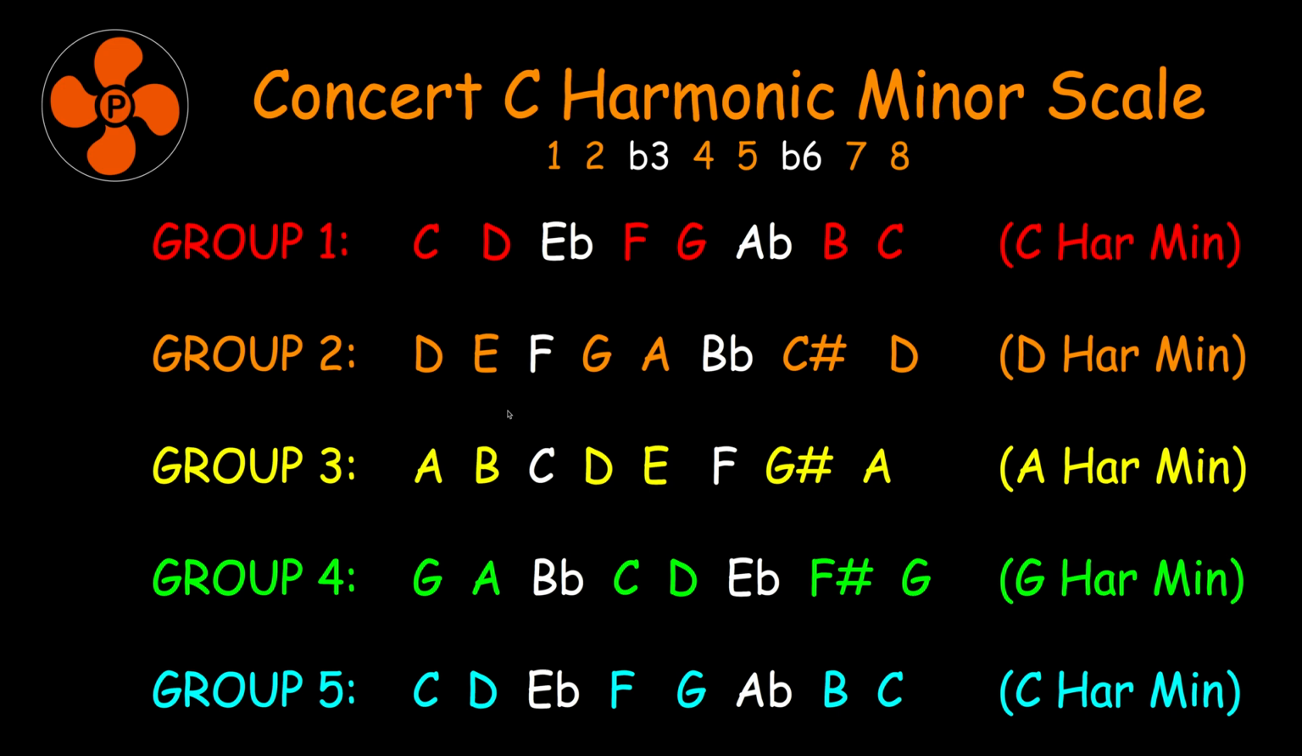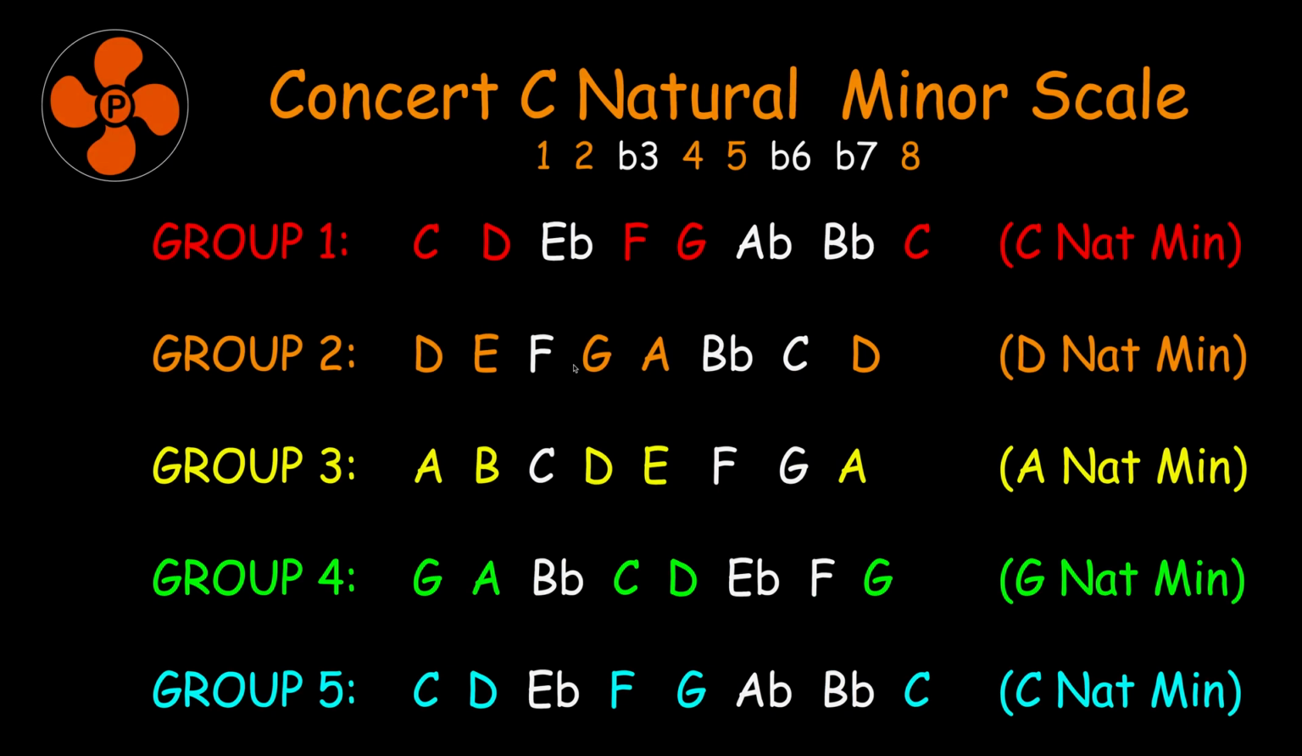One thing I wanted to point out, everyone take a look at group 2. This is a D harmonic minor scale. Notice that the third of the scale says F, right? Because originally a D major scale has an F sharp in it.